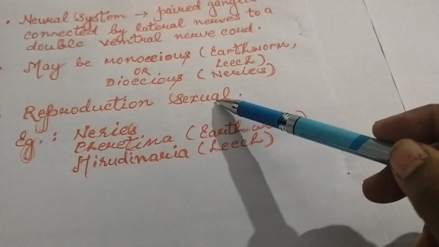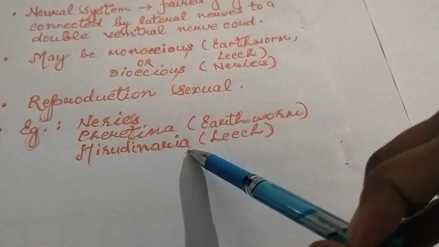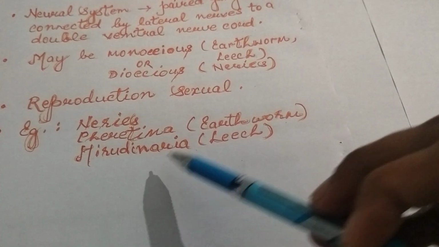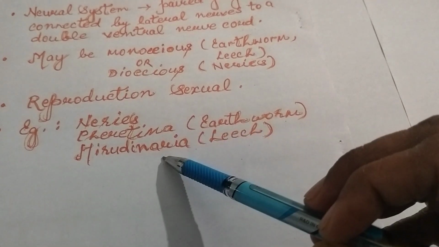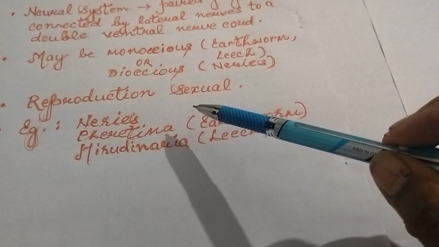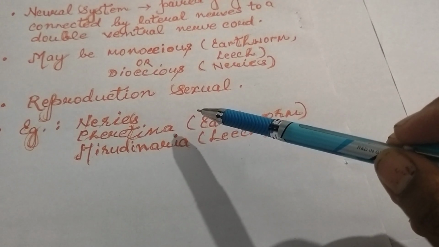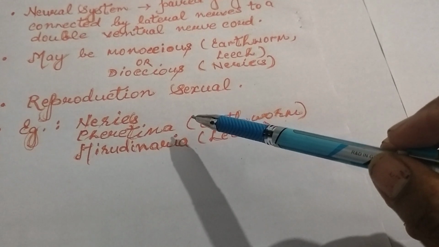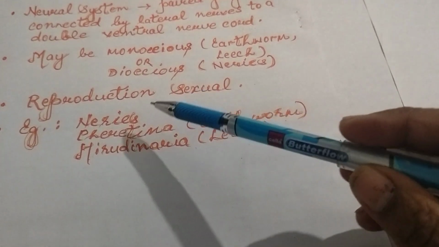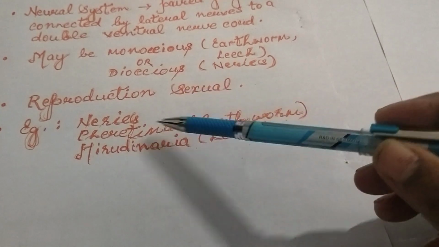Next, reproduction is sexual. Okay, sexual reproduction takes place. Examples of annelids: Nereis, Pheretima, that is earthworm, commonly known as earthworm. Hirudinaria, commonly known as leech. All these are biological names. You have to learn the biological names and examples of all the phyla. At least learn the common examples, their biological names, their common names. Try to learn as many as you can, because in all further chapters, in further classes, you have to know them by their names.